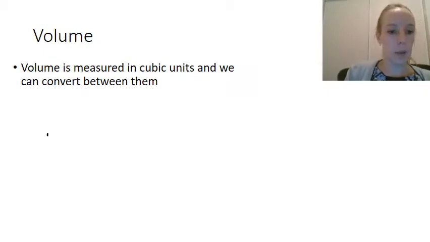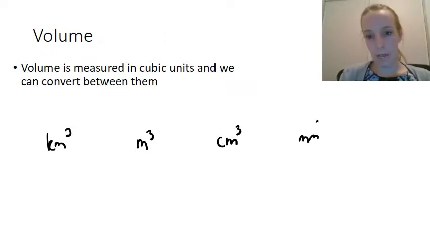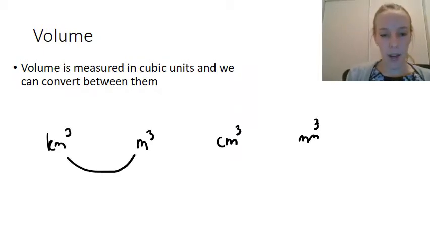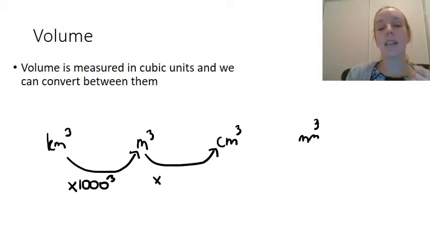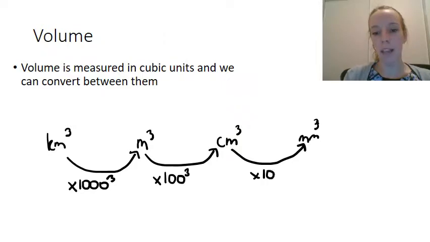So volume is measured in cubic units, and we can convert between them. Like always, we have kilometers, in this instance kilometers cubed, so cubic kilometers, cubic meters, cubic centimeters, and cubic millimeters. When we're going from cubic kilometers to cubic meters, we're getting smaller, so we're going to times our answer by 1,000 cubed. To go from meters to centimeters, there's 100 centimeters in a meter, so it's going to be 100 cubed. And centimeters to millimeters, we're going to be timesing by 10 cubed.